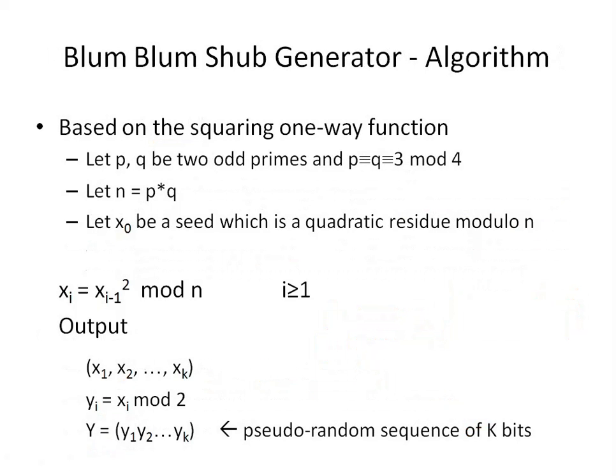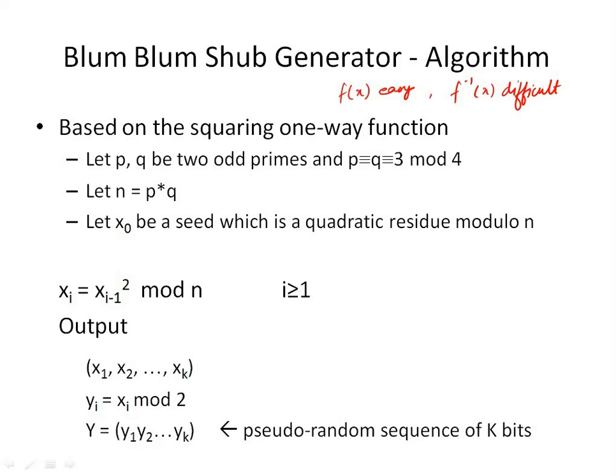Now let us see the algorithm used by the BBS generator. This BBS generator is based on a squaring one-way function. If you remember, a one-way function is one where, given x, it is easy to compute f of x. However, computing f inverse of x is very difficult or almost impossible. This is the definition of a one-way function.